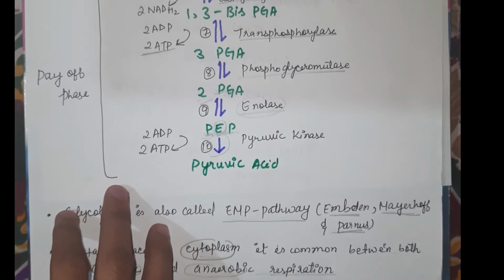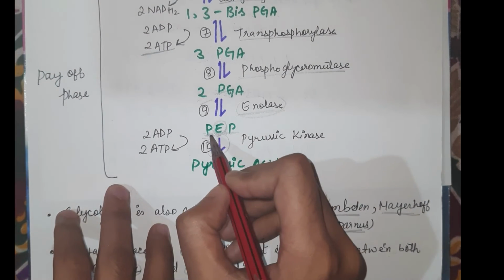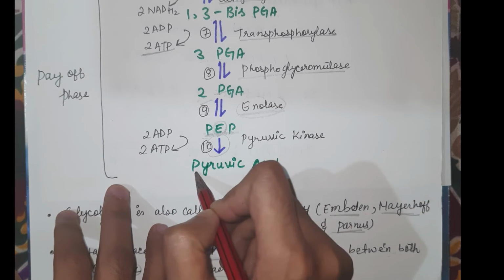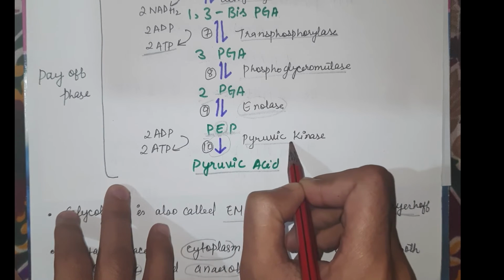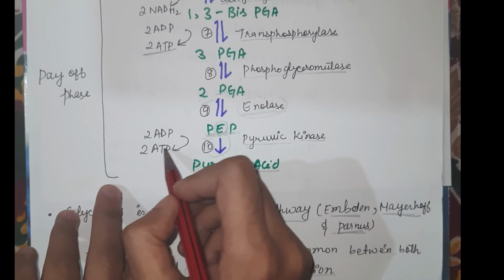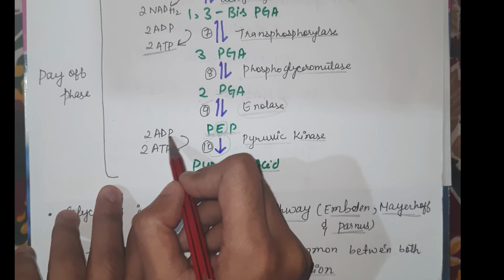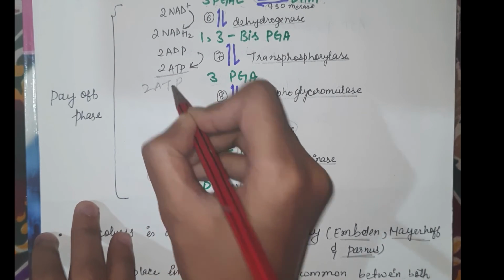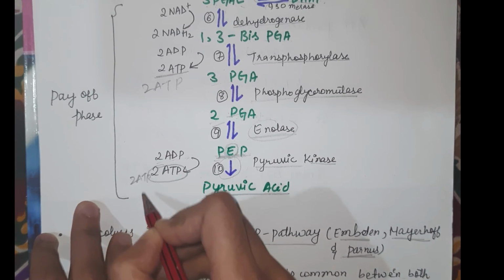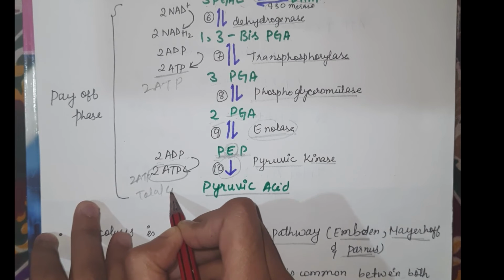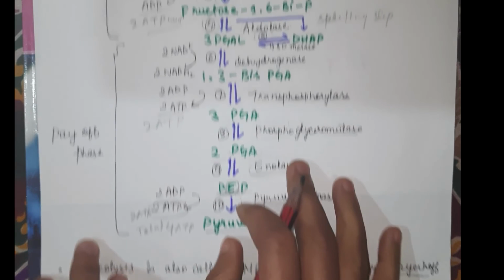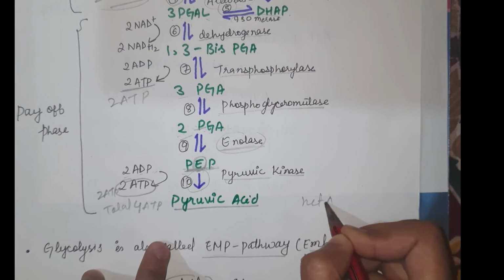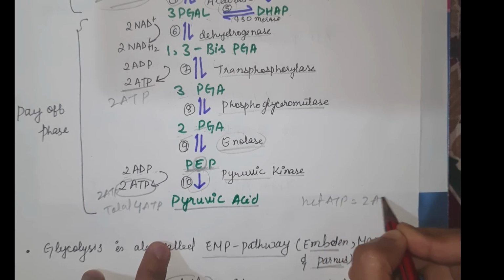In the 10th step, phosphoenol pyruvate is converted into pyruvic acid in the presence of pyruvate kinase. Here 2 ADP is converted into 2 ATP. So basically 2 ATP here and 2 ATP there, a total of 4 ATP are forming, but 2 ATP were used. So the net ATP will be 2 ATP.